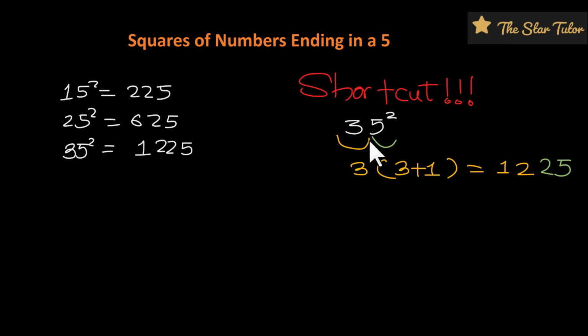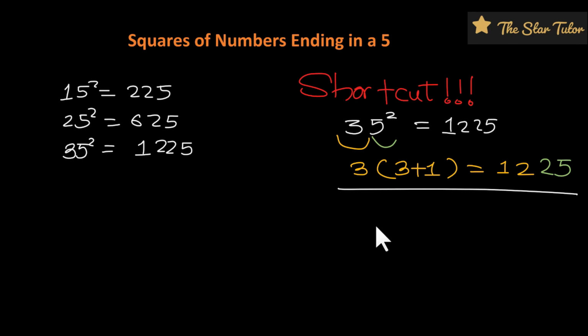I will repeat. Take the number before the 5, 3, multiply that by 1 more, 3 plus 1, 3 times 4 is 12, and that will be followed by 25, which is the square of 5.